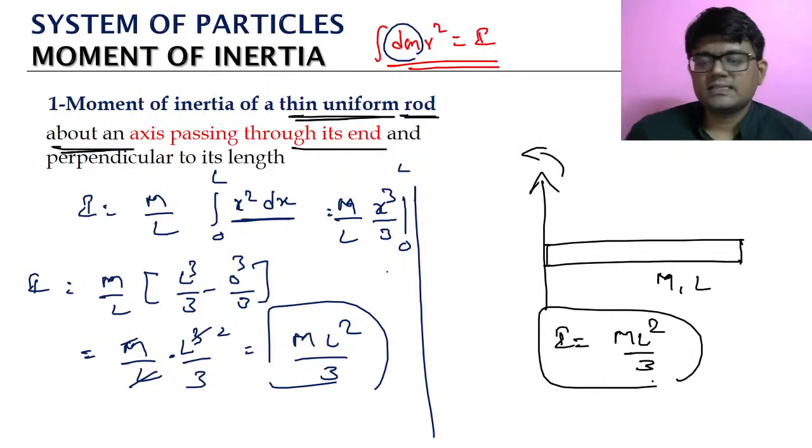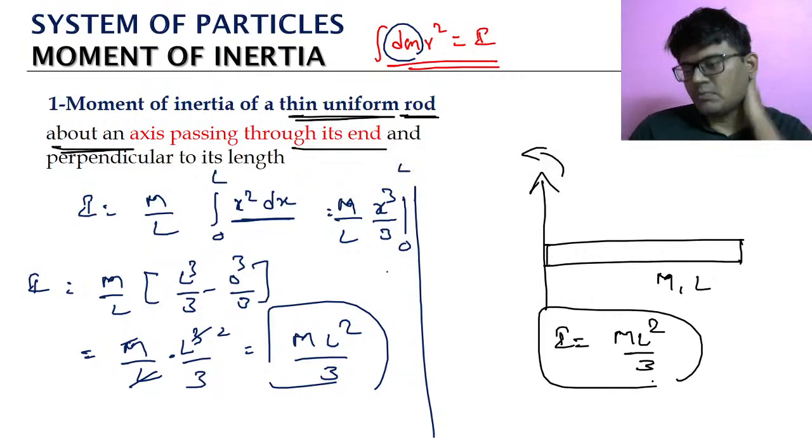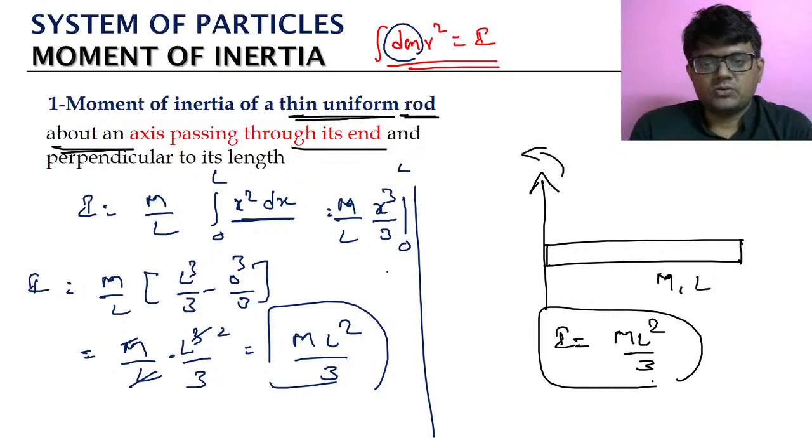On the basis of the questions, these will come. All these standard shapes, right? Those moment of inertia values, because we will mostly get questions from the use of these results only. Okay?